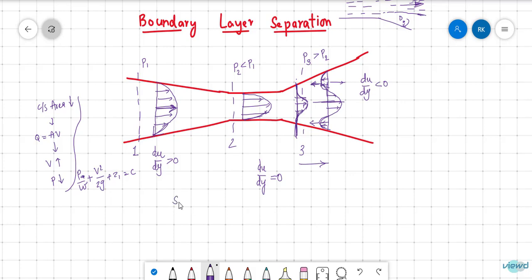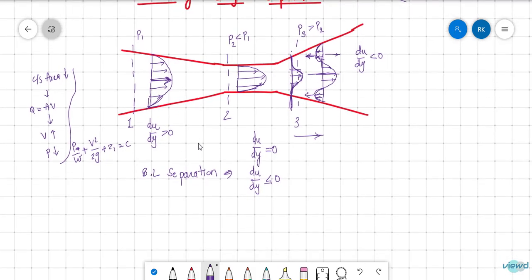So what is boundary layer separation? If du by dy is less than or equal to 0, then it is said that the boundary layer has separated. This can be said in terms of pressure also.